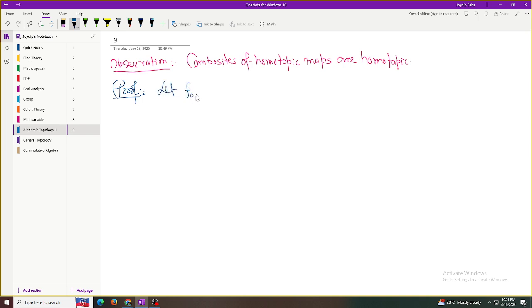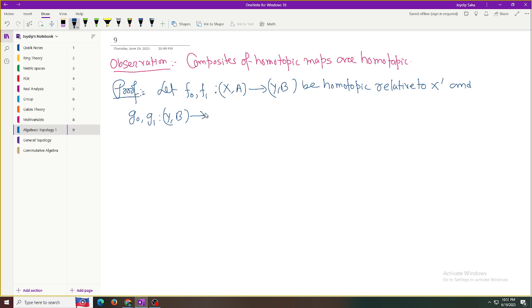Let f0, f1: (X, A) to (Y, B) be homotopic relative to X prime, and g0, g1: (Y, B) to (Z, C) be homotopic relative to Y prime. f0 and f1 agree on X prime, that means f0 restricted to X prime and f1 restricted to X prime are the same, with X prime a subset of Y prime.